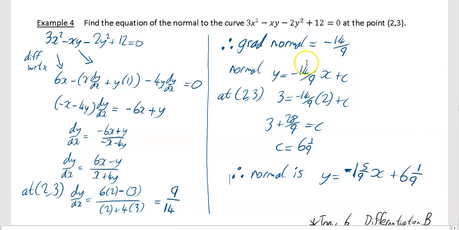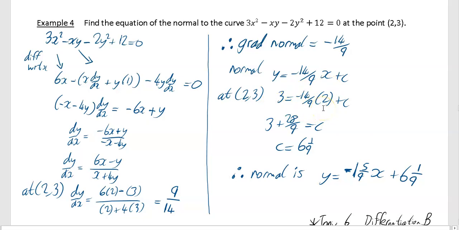So your normal, this is equation y equals mx plus c. So sub in your minus 14 over 9 for your m. And then all we do is substitute in the point 2, 3. So at the point 2, 3, your y value is 3 and your x value is 2. So 3 is equal to minus 14 over 9 times the 2, then plus the c.